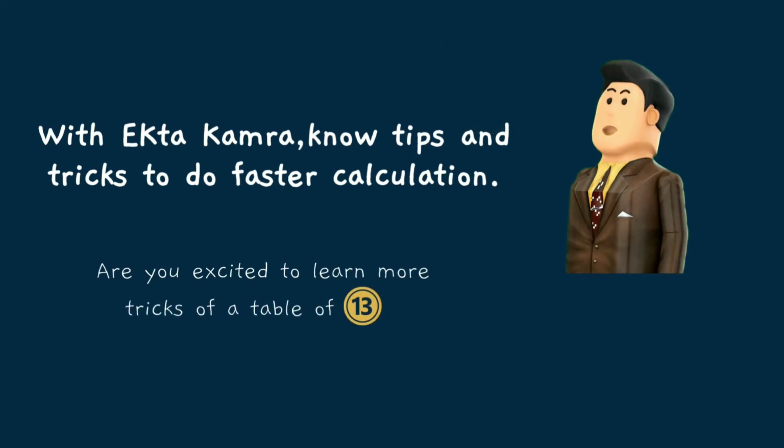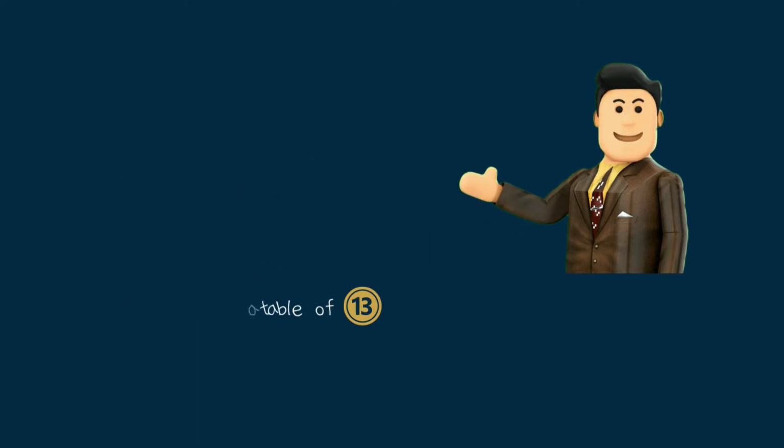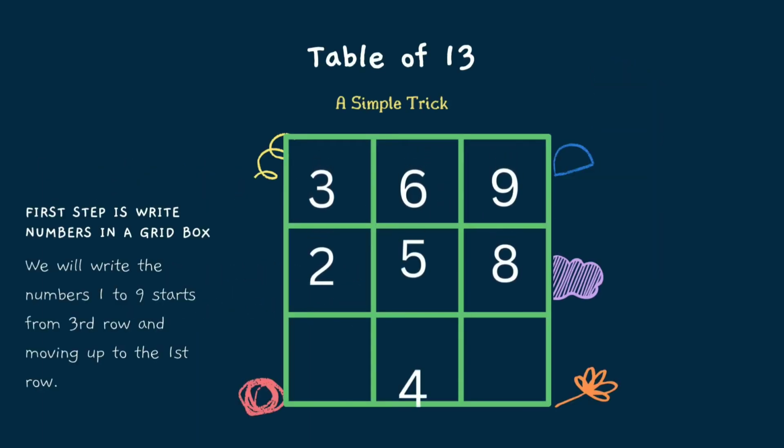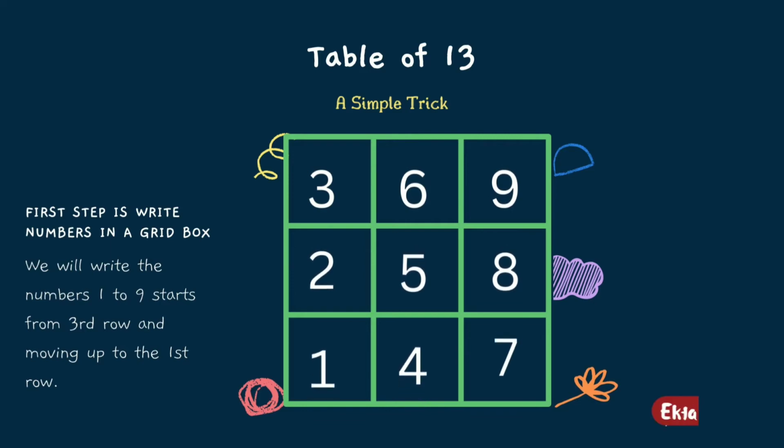Are you excited to learn the table of 13? What kind of trick are we going to apply on the table of 13? Let's find out. Here I have a grid box, right? So you have to fill the grid with some numbers, and the numbers start from 1 to 9. Here we write the number 1 at the third row.